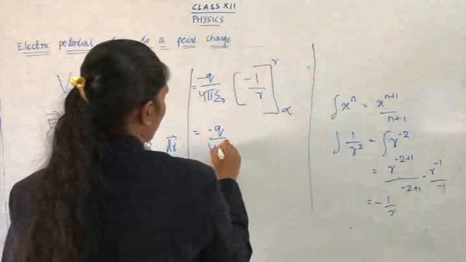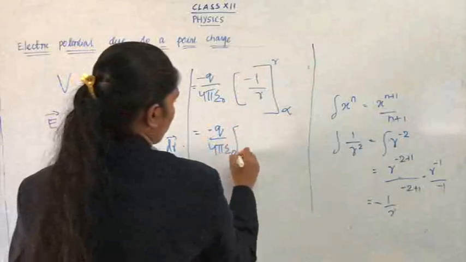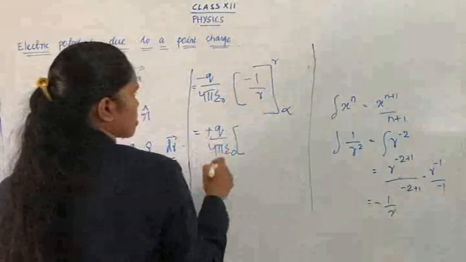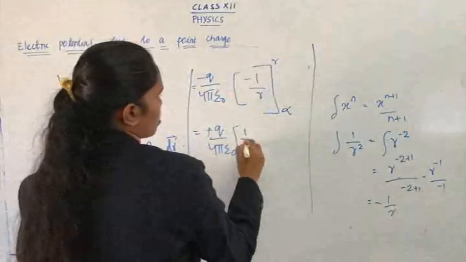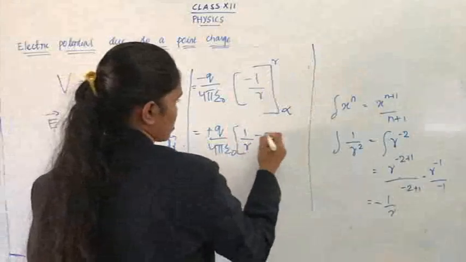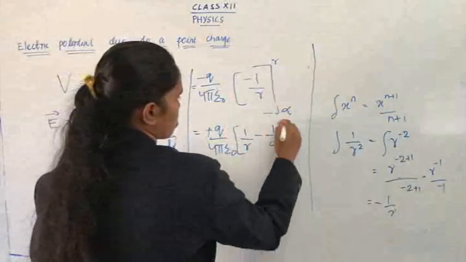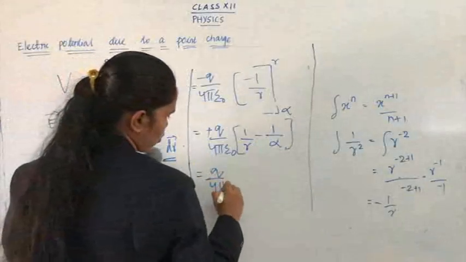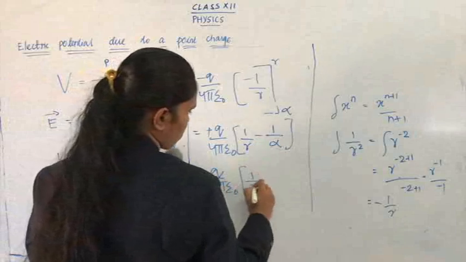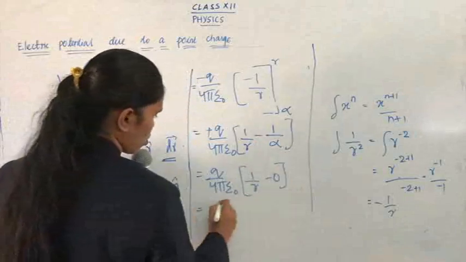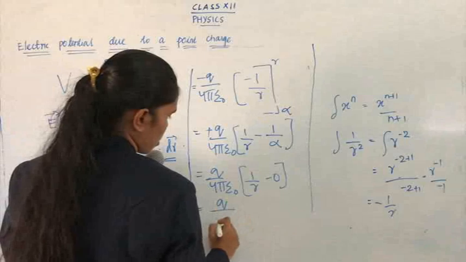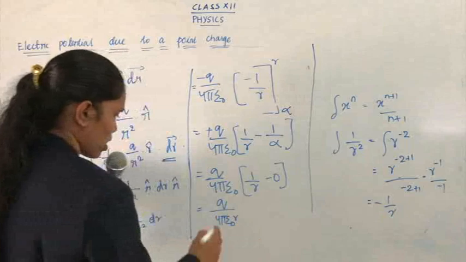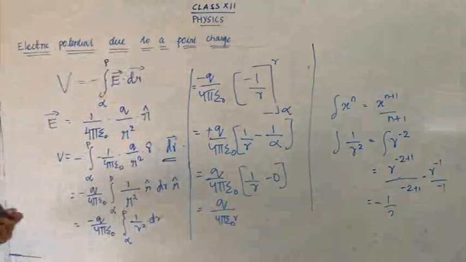Minus Q by 4 pi epsilon 0. You apply. Make the minus 1 outside, it becomes plus 1 by R. In this R place, it is R itself. Minus 1 by infinity. What is the value of 1 by infinity? It's 0. This becomes 0. So Q by 4 pi epsilon 0 into R. This is the answer.